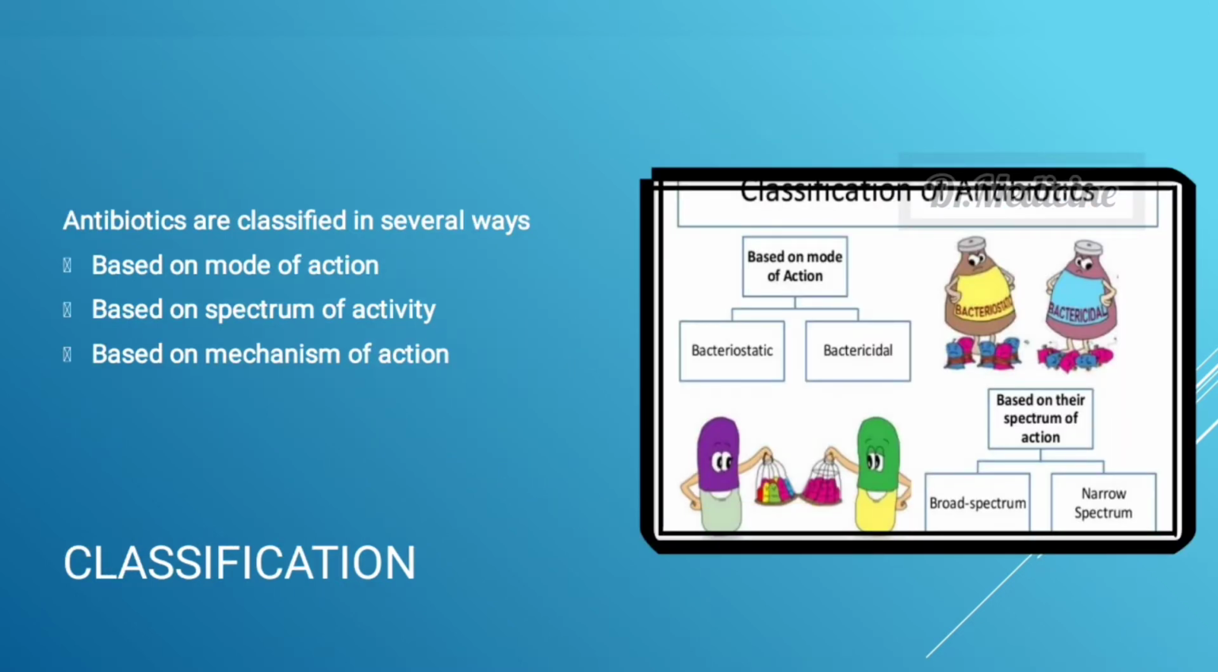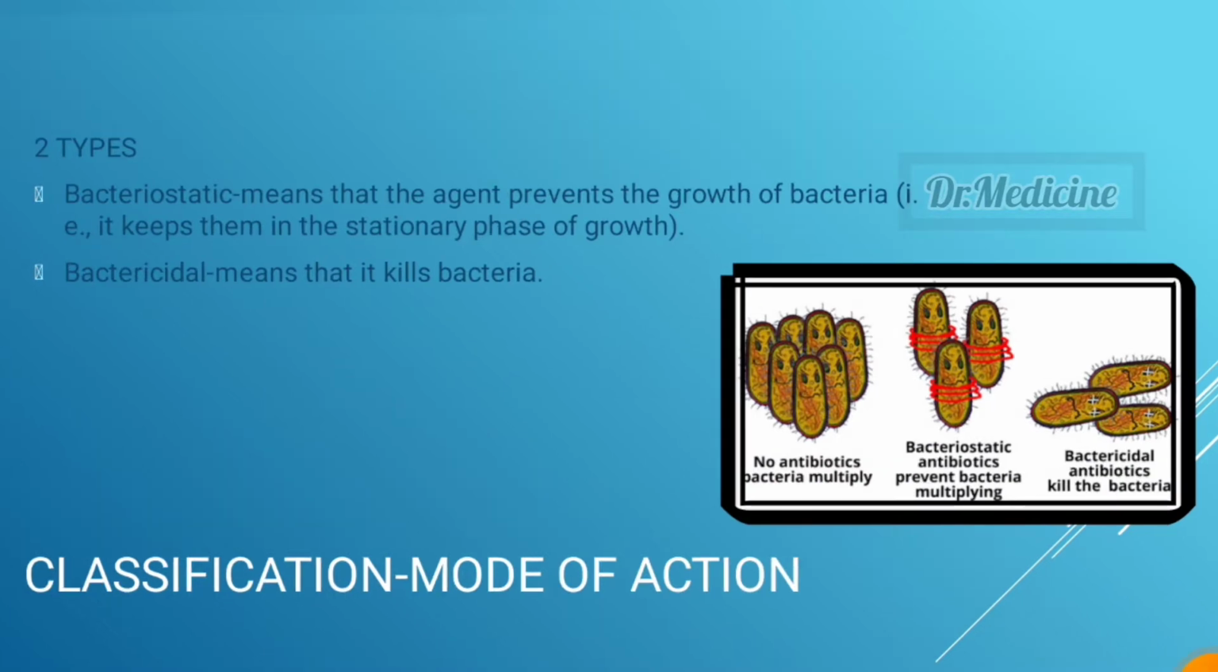Now we are going to discuss its classification. Antibiotics are usually classified in several ways: based on mode of action, based on spectrum of activity and based on mechanism of action. Now we are going to discuss the classification based on mode of action. Based on the mode of action, we classify antibiotics into two types. One is bacteriostatic and the other one is bactericidal.